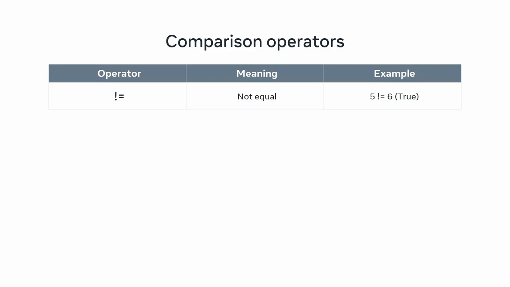The next operator is the opposite of equal to and is called not equal. This is expressed using an exclamation mark and an equal symbol. This returns true if the two sides are not equal to each other. However, if they are equal, then it will return false.